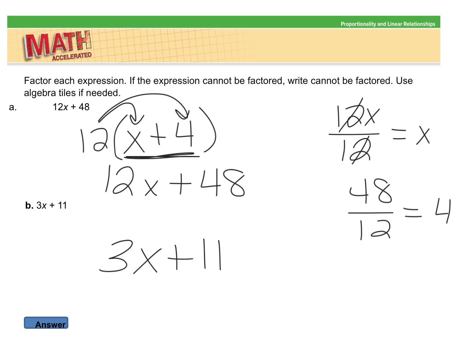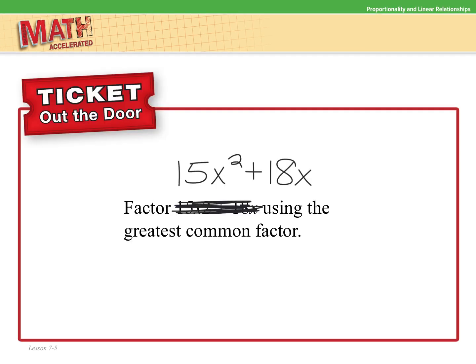Any questions so far? We're going to do a couple examples together. Let's look at this one: 15x squared plus 18x. In order to factor, what do we need to find? The greatest common factor. Look at numbers first. What's the greatest common factor of 15 and 18? 3. Is there anyone higher? Nope. We agree with 3? Yep. All right, 3.